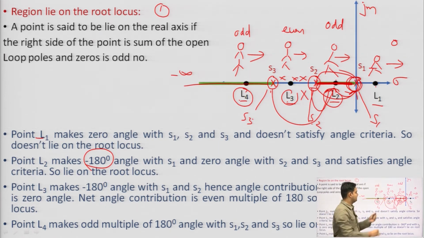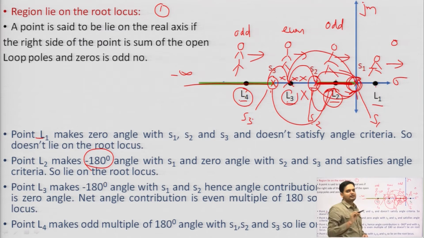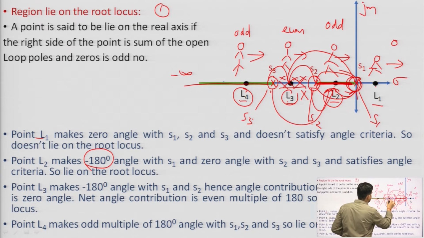Whenever I am standing at this location, I would like to know the angle contribution from the origin, from this pole and from this pole. So, if I am here, 180 degrees from S2, 180 degrees from S1, total is 360 degrees. Again it is an even multiple of 180, it means this region will not lie on the root locus, because the angle condition says it should be an odd multiple of 180. So, that is why location L3 will not lie on the root locus.